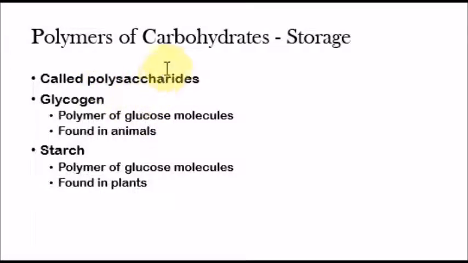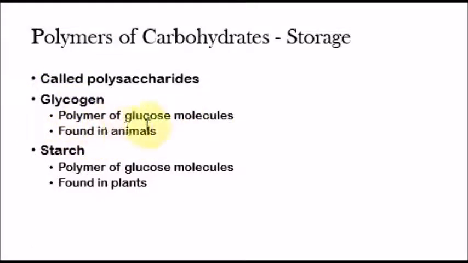And there's actually four. Let's look at the first. There's a lot, but there's four that you should know. The first two are storage. Okay, storage means storage of energy. These two polysaccharides store energy for organisms. The first one is glycogen, and glycogen is a polymer of glucose molecules.